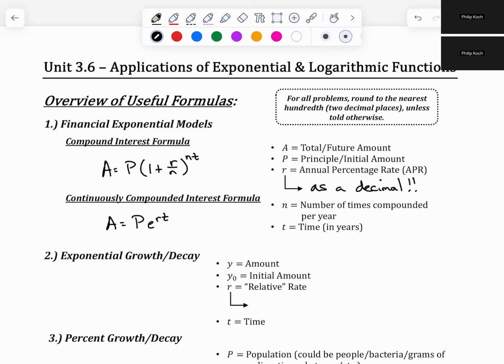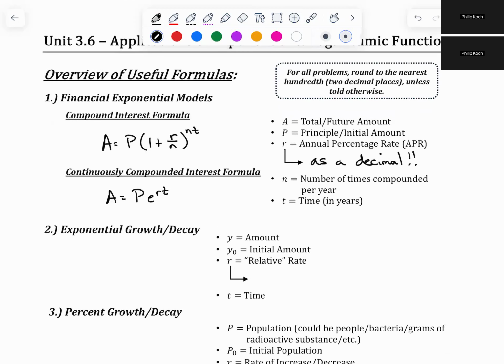And then there's the exponential growth and decay formula, which is that y equals y naught e to the rt, where r is the relative rate as a decimal. Growth implies r is positive, and decay implies that r is negative. And then t is measured in time, so most likely hours or minutes or seconds, whereas with the compound interest formula and the continuous compound interest formula, time is always measured in years.